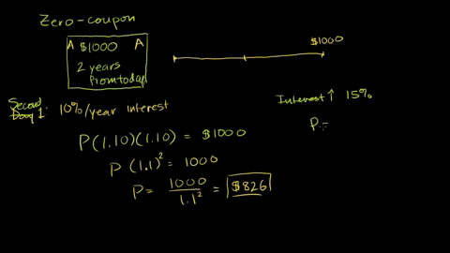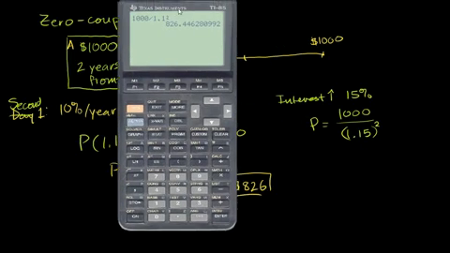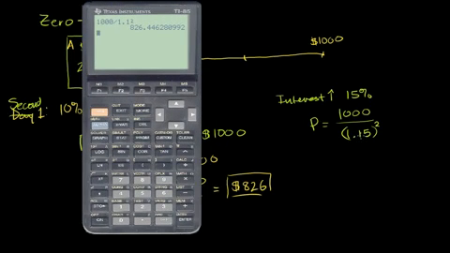The price is going to be equal to $1,000 divided by, instead of discounting it by 10%, we're going to discount it by 15% over 2 years. So 1 plus 15% compounded over 2 years. Bring out the calculator. I think you have a sense. We have a larger number now in the denominator, so the price is going to go down. So let's actually calculate the math.